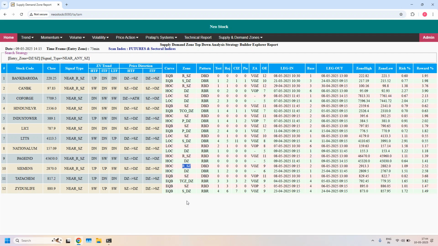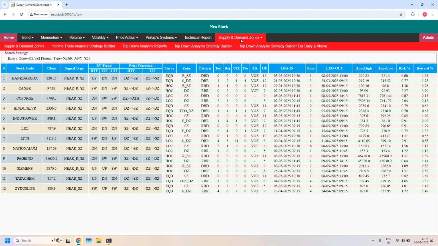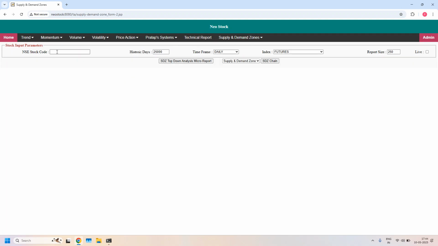So we have identified both the daily and 75 minutes high liquidity zones. Next we will generate Nifty and Bank Nifty supply demand zone chain. Starting with Nifty, monthly time frame, generating monthly supply demand zone chain for Nifty.